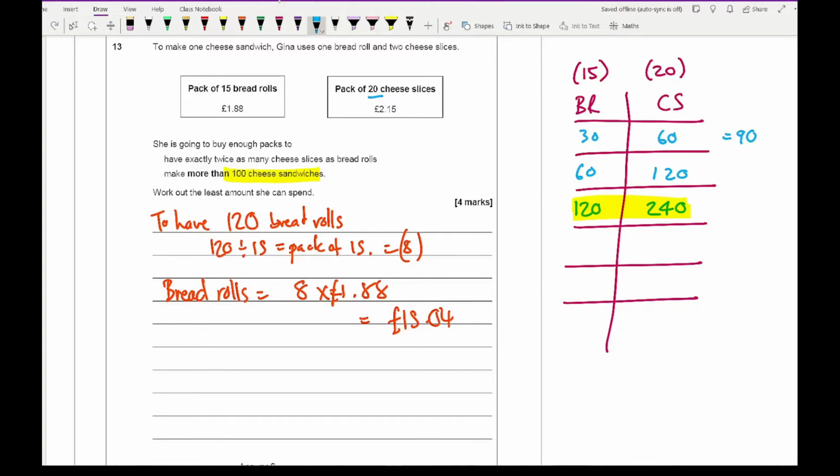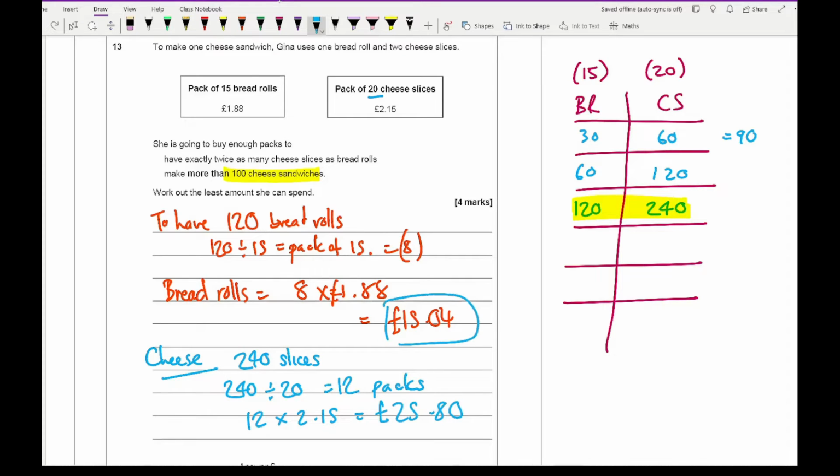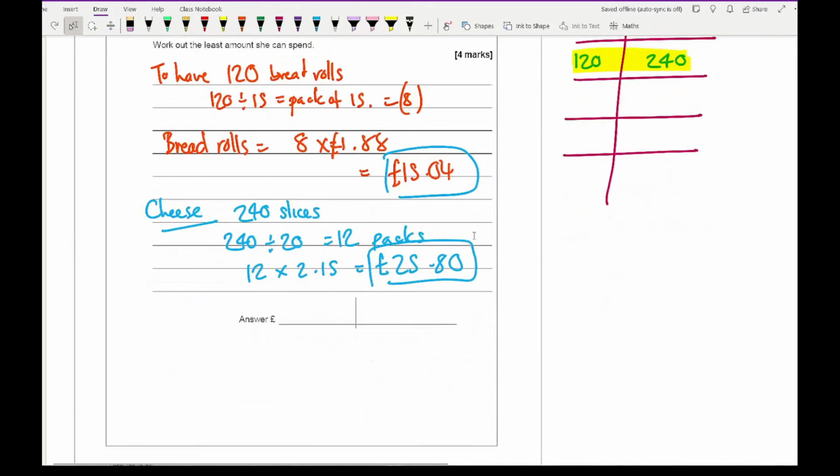Then for the cheese, well, I need 240 slices, so that's going to be 240 divided by 20. 240 divided by 20 gives me 12. I'm going to need 12 packs, so then 12 times 2.15 on the calculator gives me £25 and 80 pence. So then all I need to do is add those two total amounts, which comes up to a total of £40 and 80 pence.